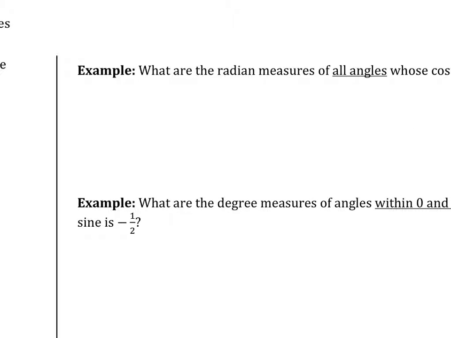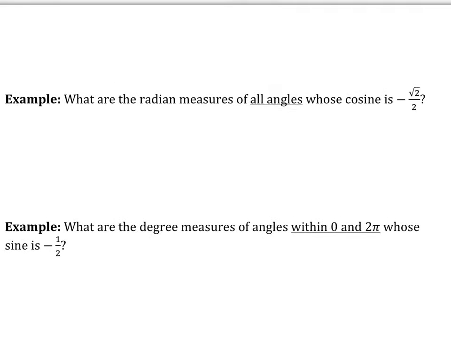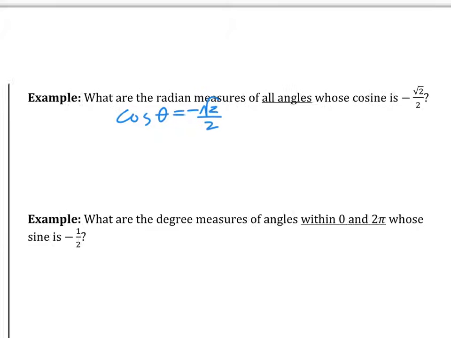All right. We are probably not going to get to the very last part, but let's finish this unit circle part. What are all the radian measures of all the angles whose cosine is negative square root 2 over 2? Same question as before. Cosine of what is negative square root 2 over 2?